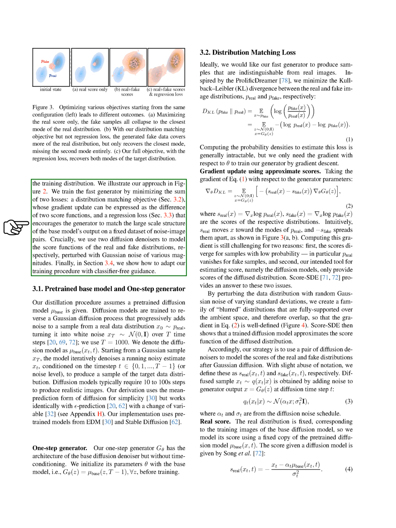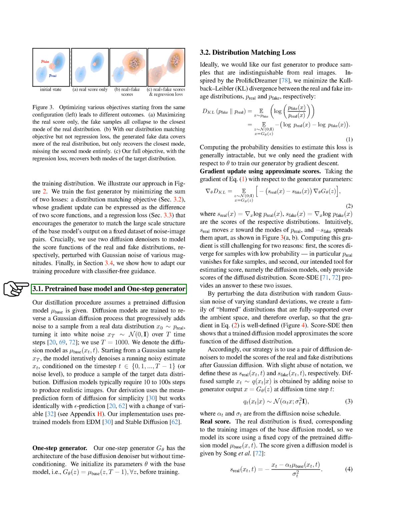We train the fast generator by minimizing the sum of two losses: a distribution matching objective, whose gradient update can be expressed as the difference of two score functions, and a regression loss that encourages the generator to match the large-scale structure of the base model's output on a fixed dataset of noise image pairs. Importantly, we use two diffusion denoisers to model the score functions of the real and fake distributions, respectively, perturbed with Gaussian noise of various magnitudes.